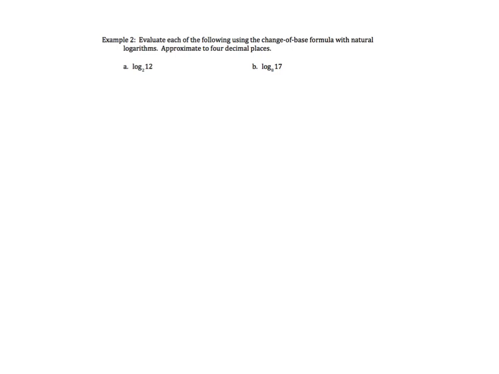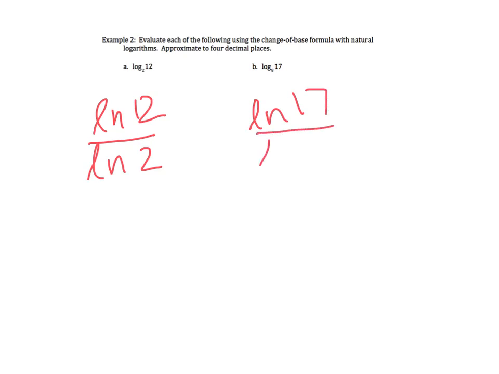So this example is just designed to show you that you can do the exact same thing with natural logs and still get the right answer. So I would get the natural log of 12 divided by the natural log of 2, and whatever that answer is, and the natural log of 17 divided by the natural log of 8. It doesn't matter what you're changing the base to, whether it's base 10 or base E. It works the same way for both.